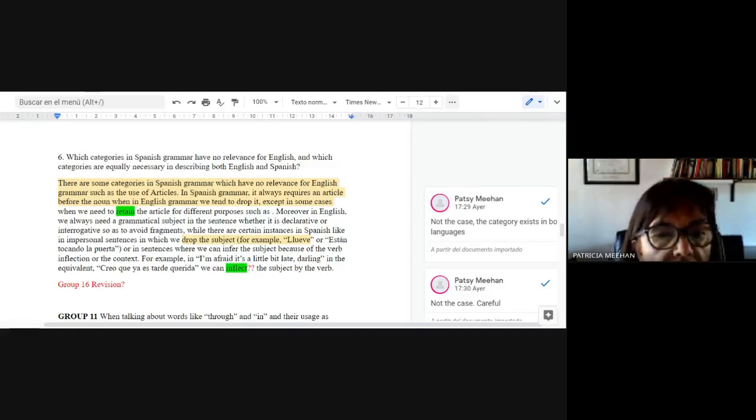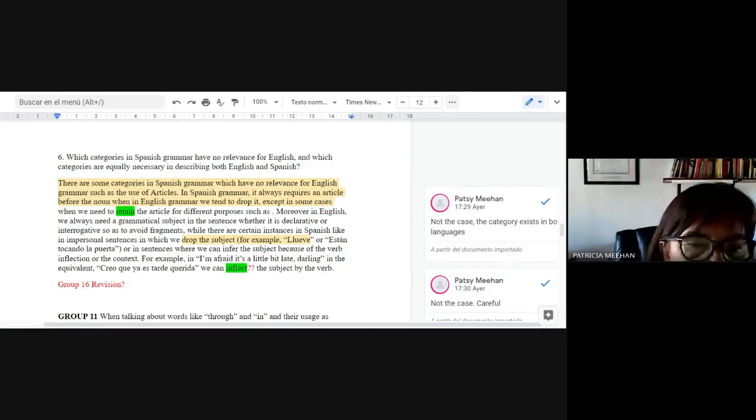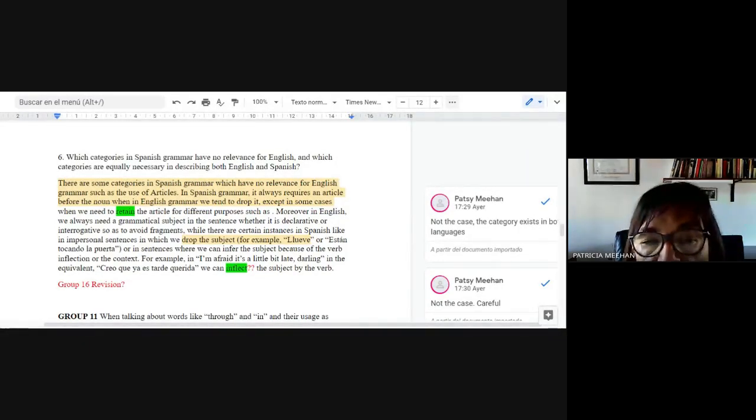Okay? And then they said, speaking about llueve and all that, moreover, in English, we always need a grammatical subject in the sentence, whether it is declarative or interrogative, so as to avoid fragments. While there are certain instances in Spanish, like in impersonal sentences, in which we drop the subject. ¿Cuál es el problema con decir we drop the subject in llueve? What's the problem? We're not dropping any subject because there's no subject.